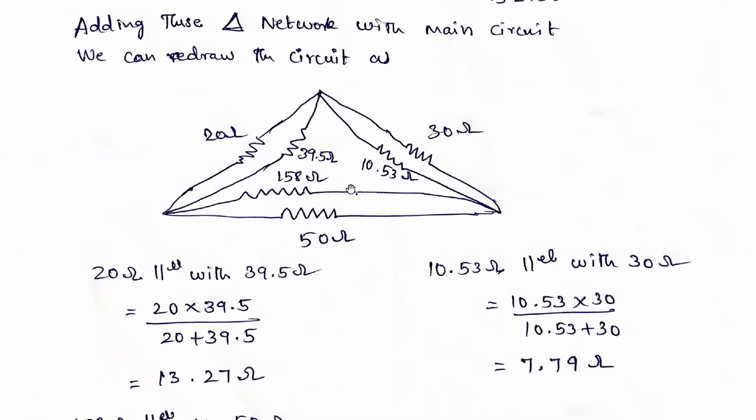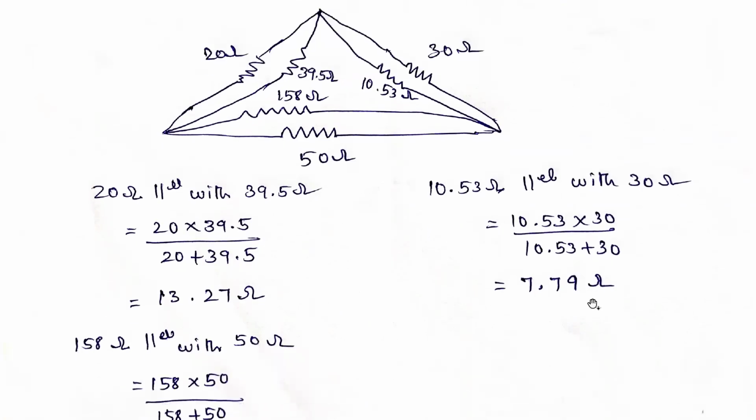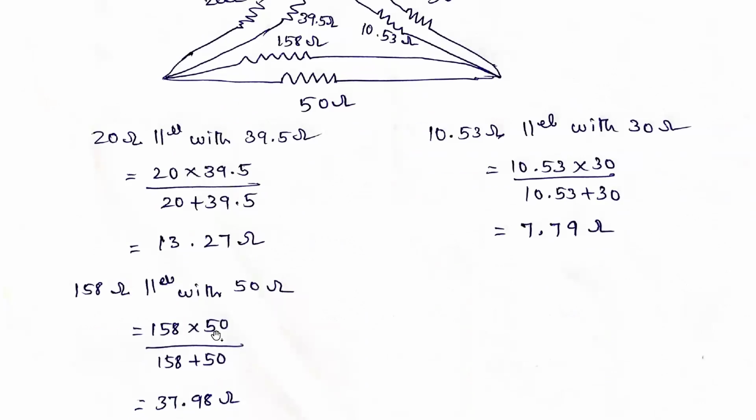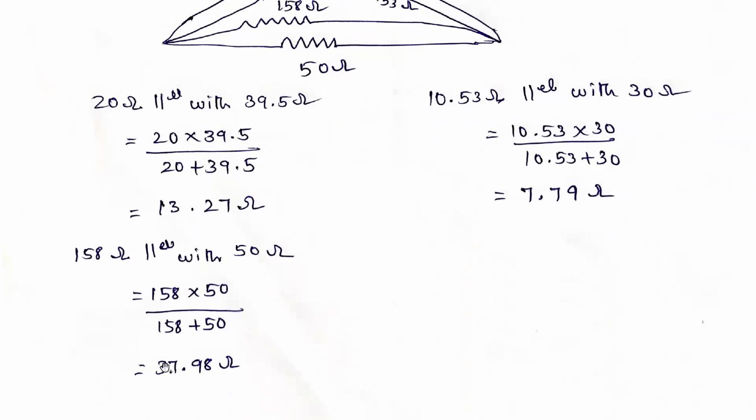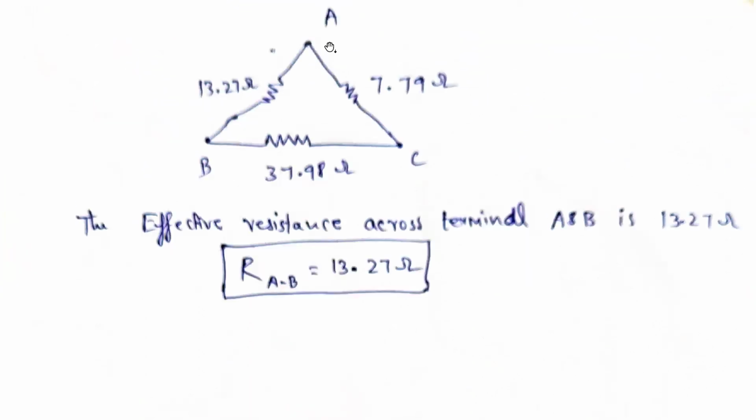Now you see 20 ohms and 39.5 ohms, 158 and 50 ohms, and 30 ohms and 10.53 ohms are in parallel. So 20 ohms and 39.5 ohms in parallel: 20 into 39.5 divided by 20 plus 39.5 gives 13.27 ohms. Similarly, 10.53 and 30 are in parallel: 10.53 into 30 divided by 10.53 plus 30 is 7.79 ohms. Similarly, 158 is parallel with 50 ohms: 158 into 50 divided by 158 plus 50 gives 37.98 ohms.